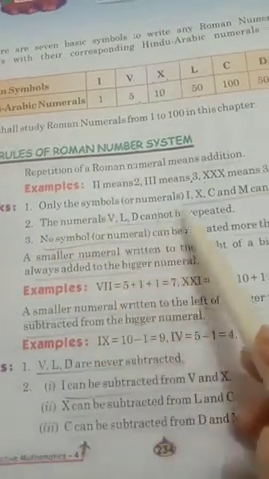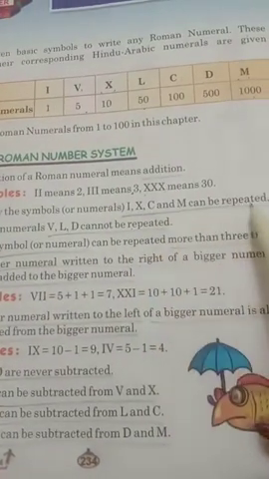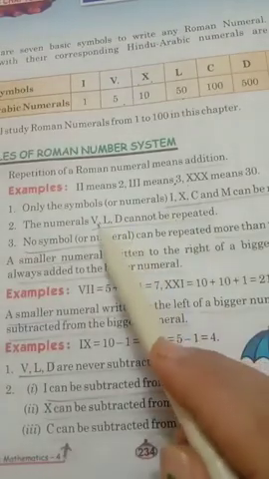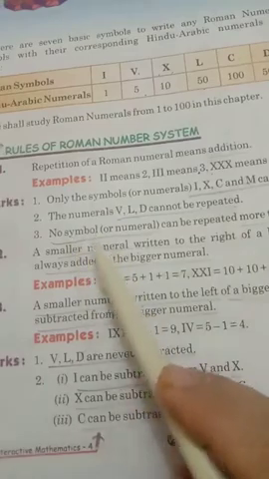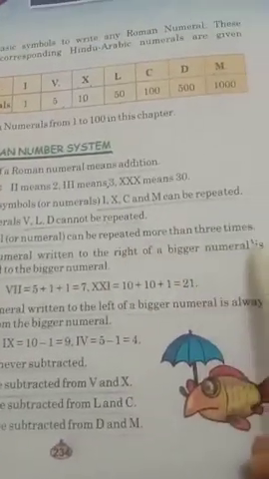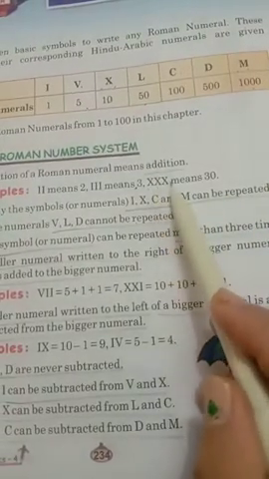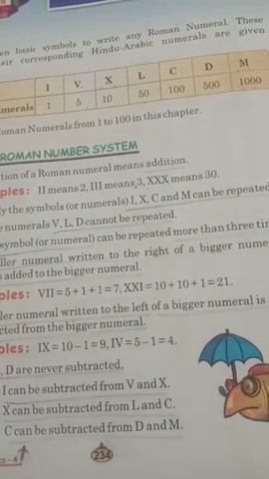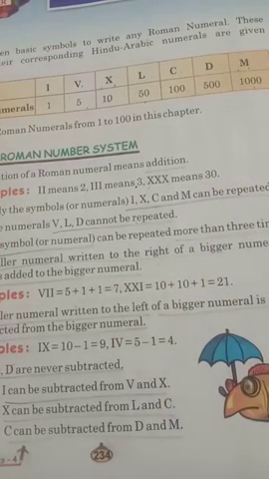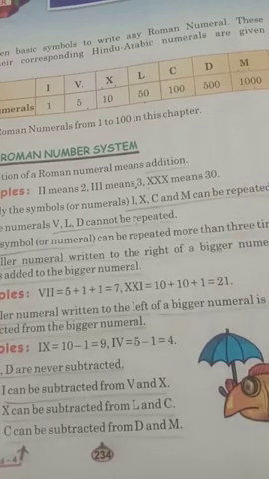Remarks. Only the symbols I, X, C and M can be repeated. The symbols which are left, V, L and D, cannot be repeated. Third, no symbol can be repeated more than 3 times. Maximum we can repeat 3 times. We will not repeat X more than 3 times; X for 4 times is not valid. Any numeral for 4 times is not repeated.